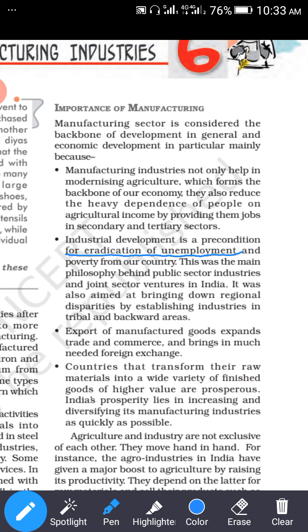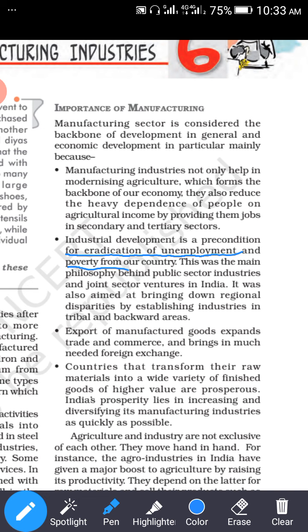Do you have an idea about these things? Continuously you have seen this situation in the newspaper or on television. But if they have a job, what does it eradicate? It eradicates poverty. It eradicates poverty from our country.